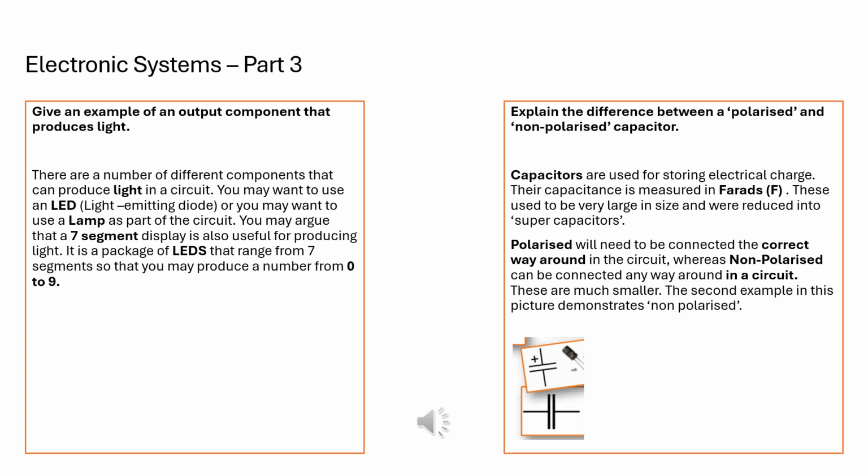Polarized will need to be connected in the correct way round, so you'll need to make sure that the positive and negative charge are the right way around, whereas non-polarized can be connected in any way around in the circuit. These are much smaller. The second example in this picture will demonstrate what non-polarized is. So you can see polarized capacitors have the plus to indicate which round they need to be, whereas non-polarized do not.